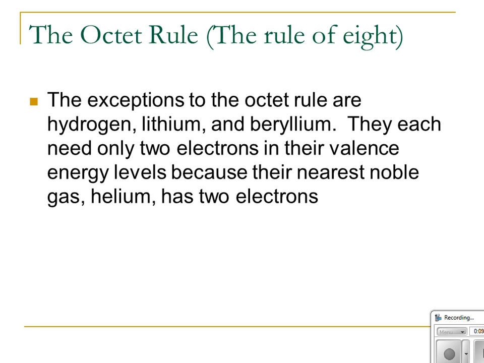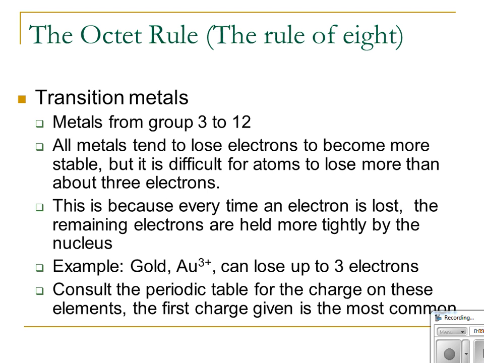Now the exceptions to this rule are hydrogen, lithium, and beryllium. They each only need 2 electrons in their valence energy levels because their nearest noble gas, helium, only has 2. Everything else wants to have 8. These 3 just want to have 2.